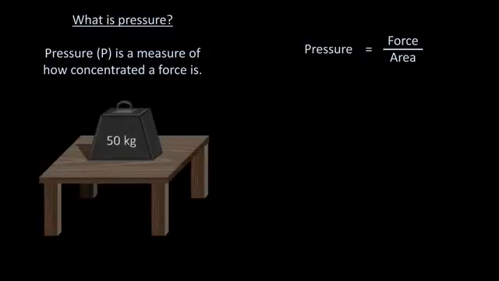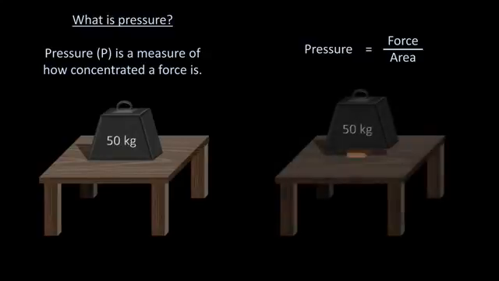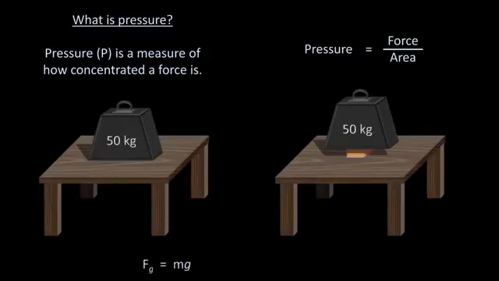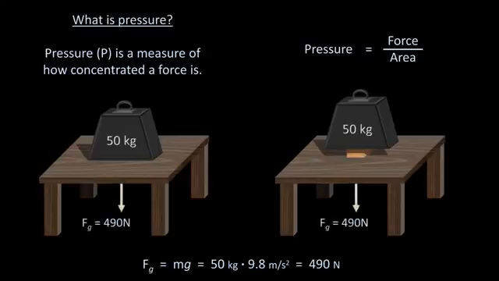In the first, a 50 kilogram weight is resting on a table. In the second, a 50 kilogram weight is resting on a small wooden block of negligible mass, which is then resting on a table. The force on the table caused by the object's weight is 50 kilograms times 9.8 meters per second squared, or 490 newtons. This will be the same in both situations.